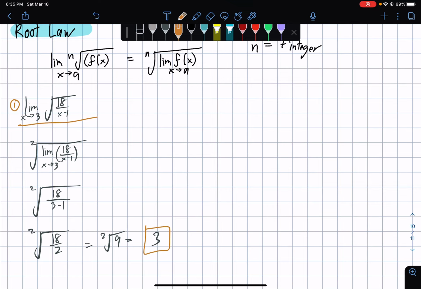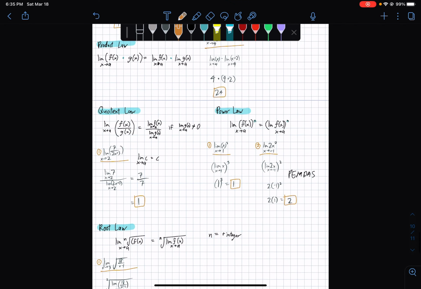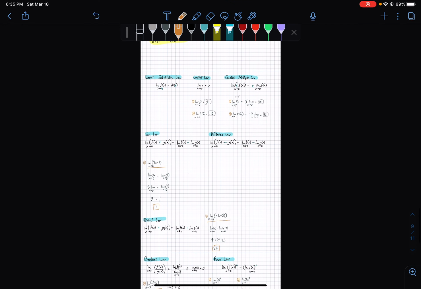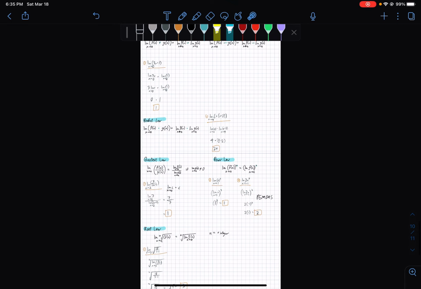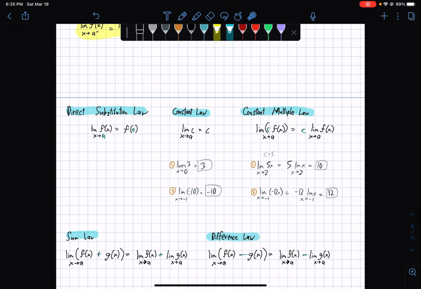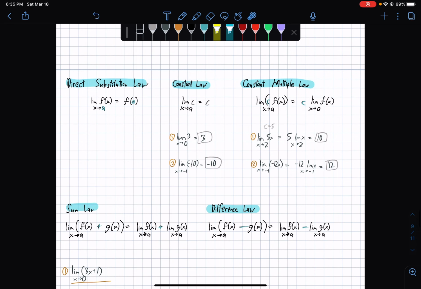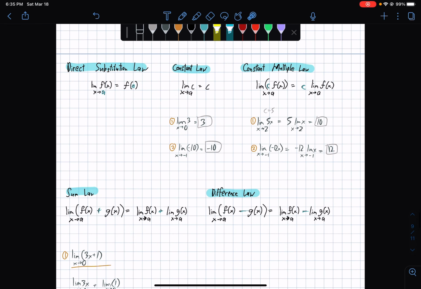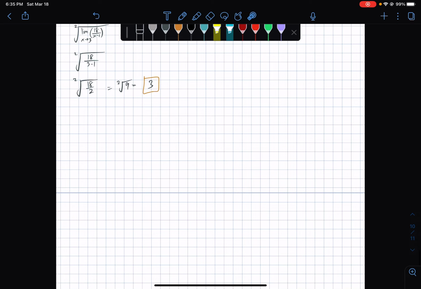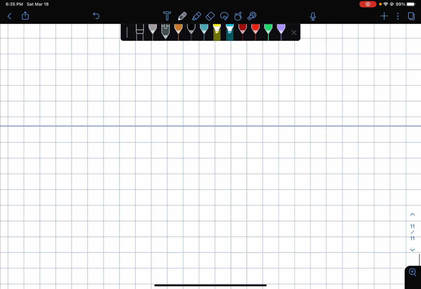All right, we're done with all the laws. So far we have direct substitution, constant multiple, sum, difference, product, quotient, power, and root. These are kind of not so familiar to me, but I'll eventually get used to it. I hope you will also get used to it. So let's answer several practice questions. It says, evaluate the limits.